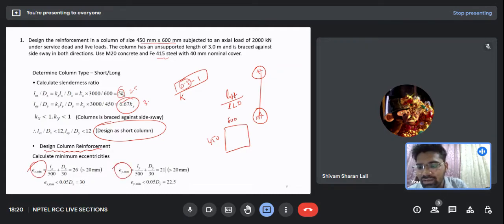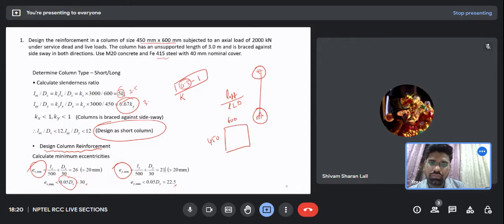So this is in the x direction and this is in the y direction. As you can see here, lx by 500 comes out to be 26. So 26 is greater than 20, and that is the reason we are taking 26. And when we look at the y direction, this is also greater than 20. Now we are checking the 0.05D criteria. So this is coming out to be 30, and this is coming out to be 22.5. So our eccentricity is less than these values.